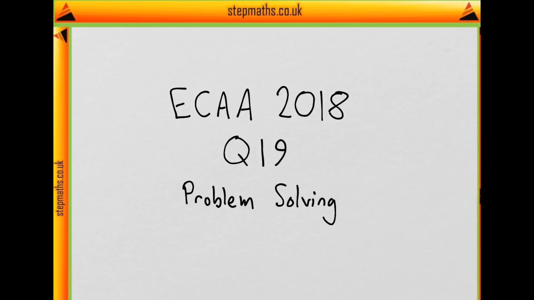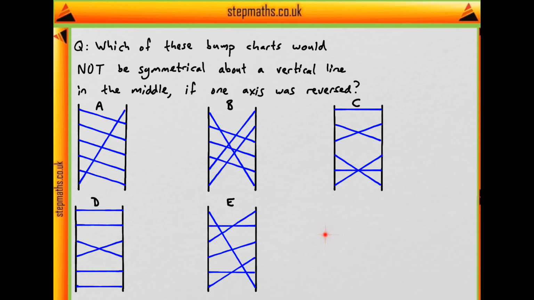This is question 19 on problem solving from the 2018 ECAA. So firstly, the question is about bump charts, and the way that the bump chart works is that you have two different parameters going up each of these black lines, and say someone's height goes up here and someone's weight goes up here. Then the tallest person is the second heaviest person, and the shortest person is the heaviest person. And so it shows relationships like this.